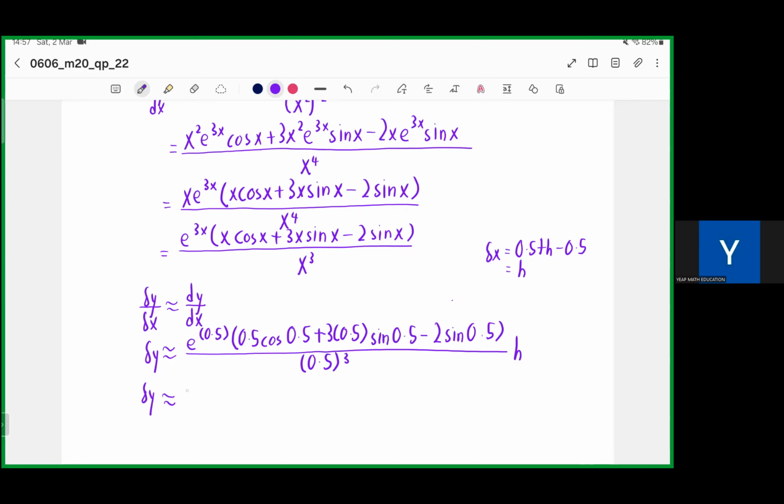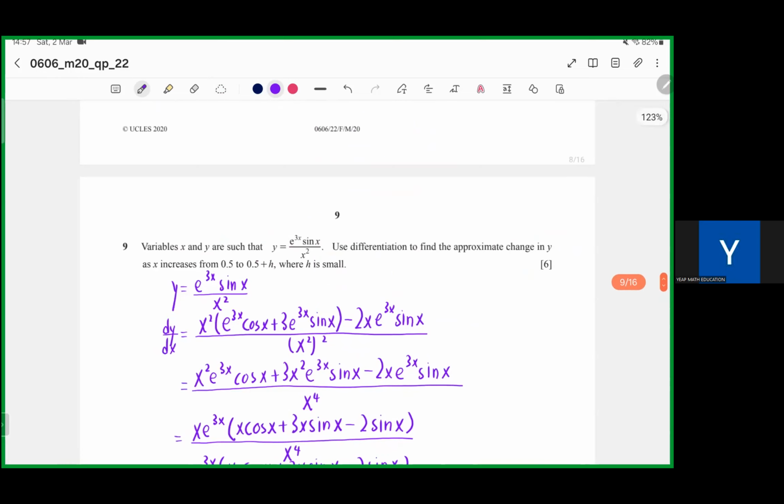Okay, so I get the answer 7.138h. Okay, now I just saw the mistake here. Actually I need to put 3. Okay, this is for question 9.